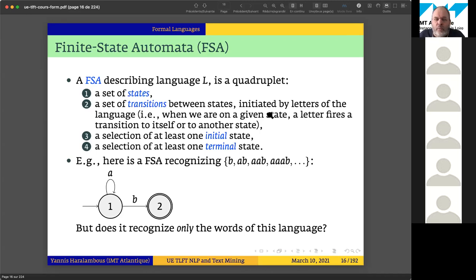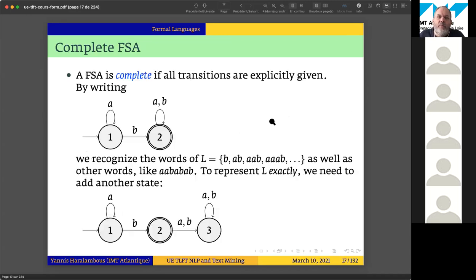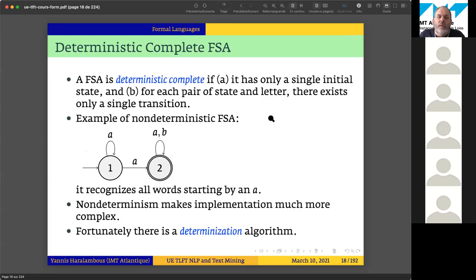So of course you have to know the formalism of finite state automata. You have to be able to create such finite state automata. But there are tools for doing it, and we have seen Python implementations in labs.